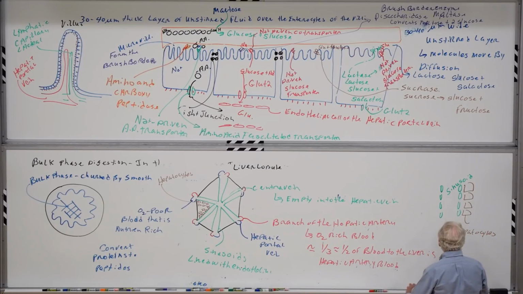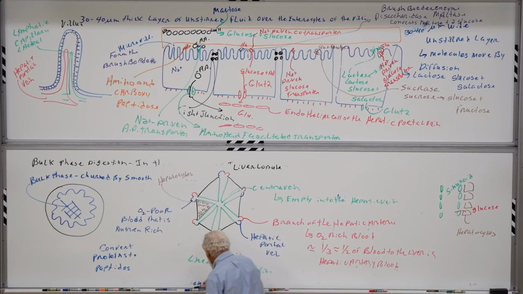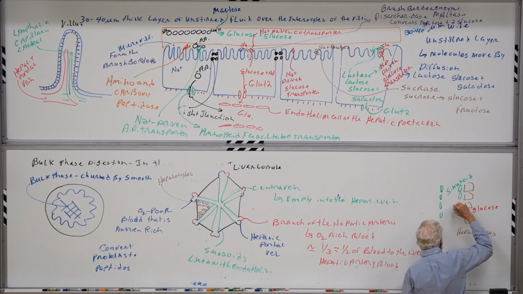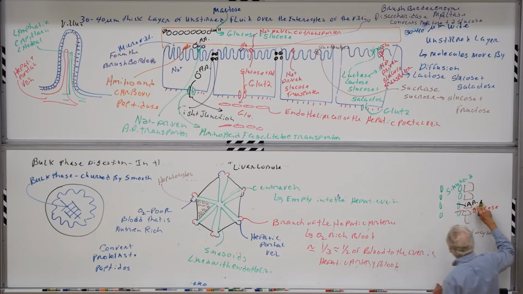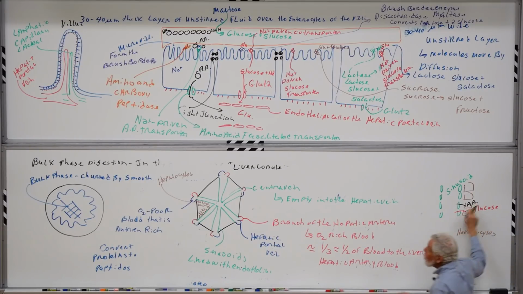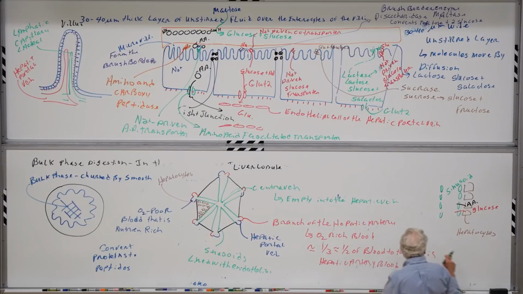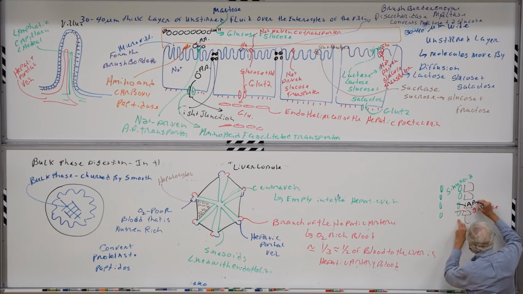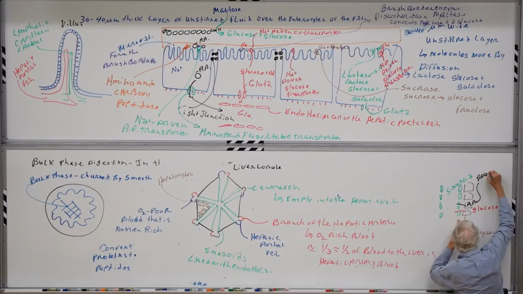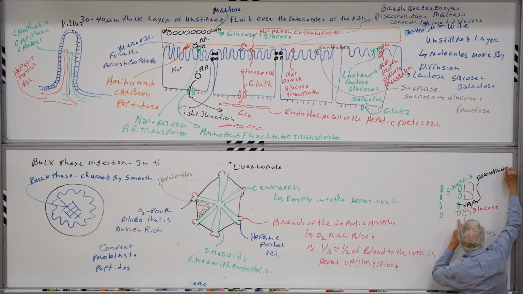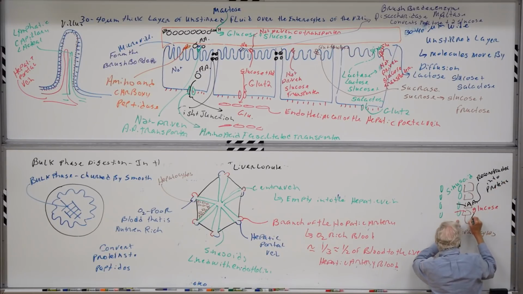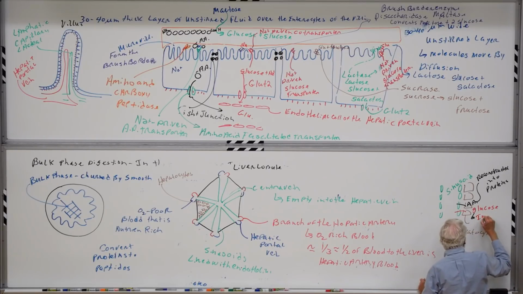And what the hepatocytes are doing is they're taking up glucose and they're taking up amino acids, which we had deposited in the hepatic portal blood. That's the story from above. Now, once these amino acids come into the hepatocytes, they're reconstructed into proteins. And glucose is reconstructed into glycogen.